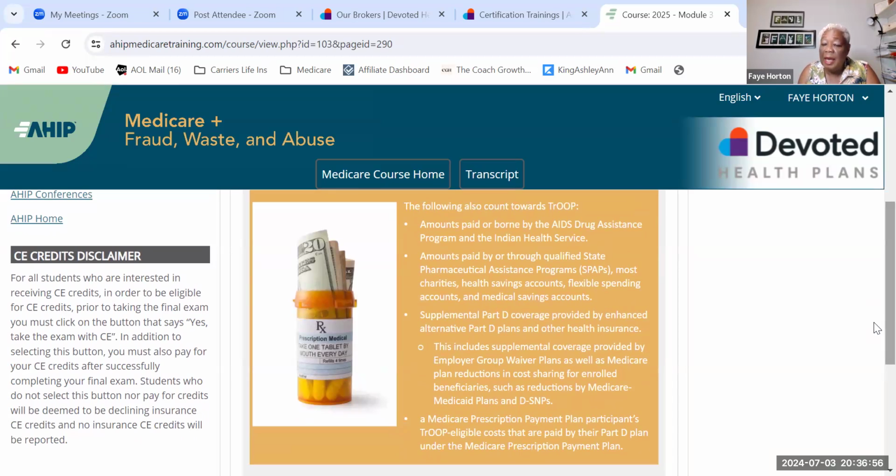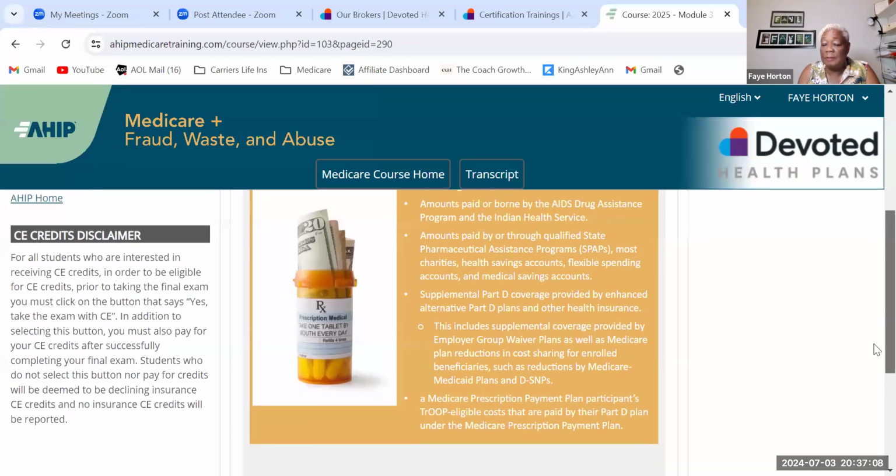For Medicare Prescription Payment Plan participants, true out-of-pocket costs that are paid by their Part D plan under the Medicare Prescription Payment Plan also count.